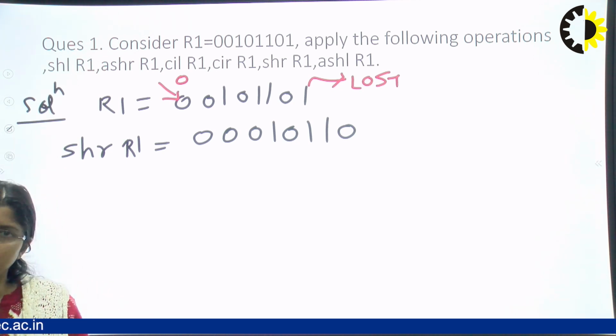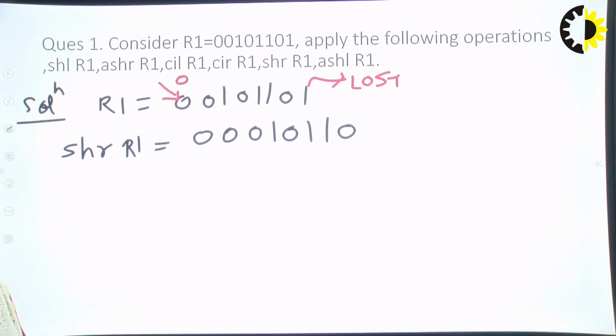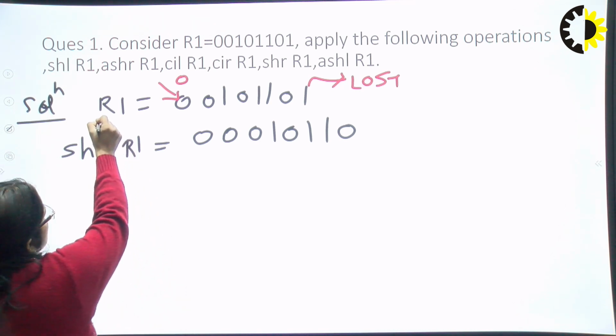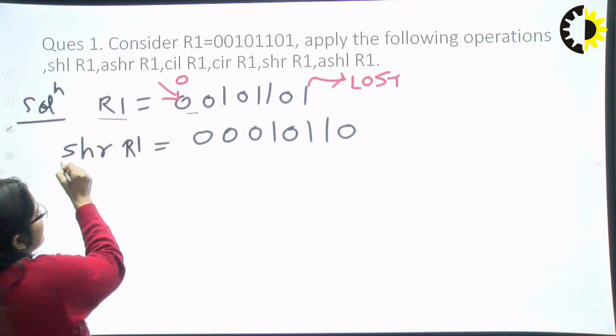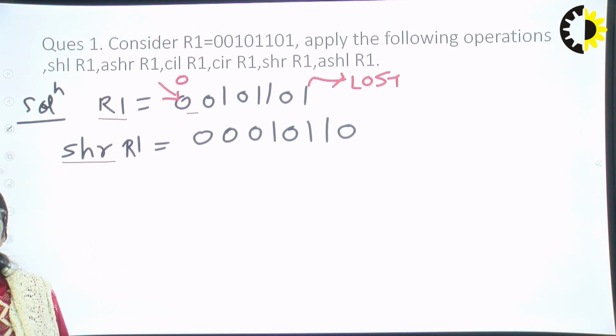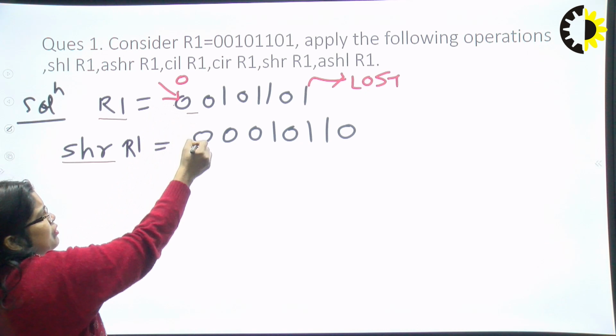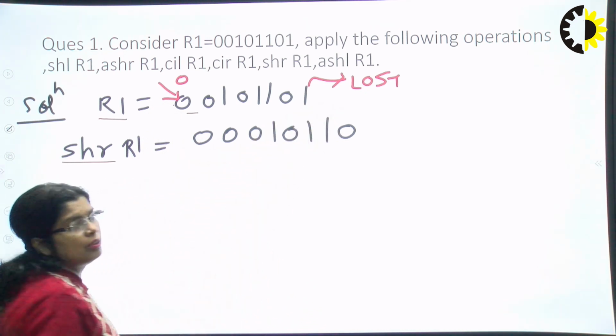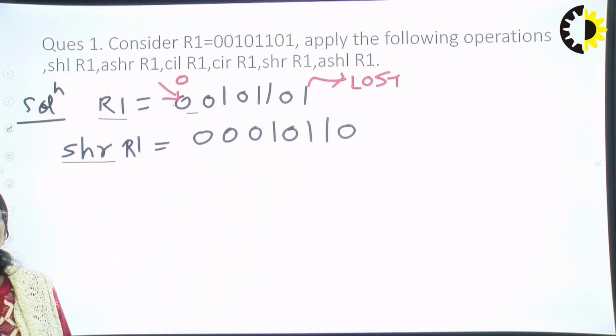Suppose you have to perform SHR R1, shift right R1. Shift right means on this side you insert 0 and the last bit value will be lost. That is 000 and this.